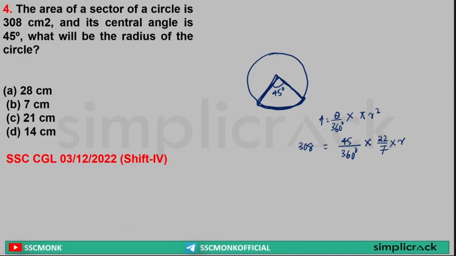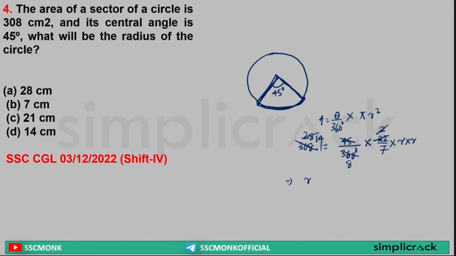Clear? Now 45 8s are 360. Now here what is given? 22. Here what is given? 308. 11 2s are 22. 11 8s are 88. Clear? Now 2 14s are 28. Sorry, here it is r square. So what is remaining?